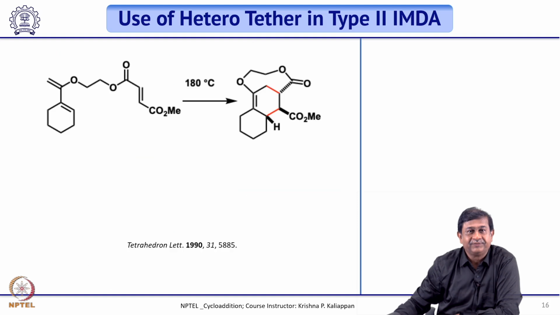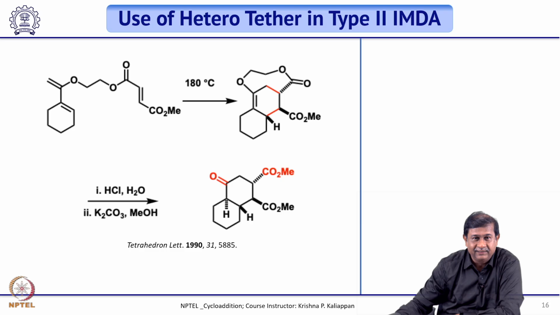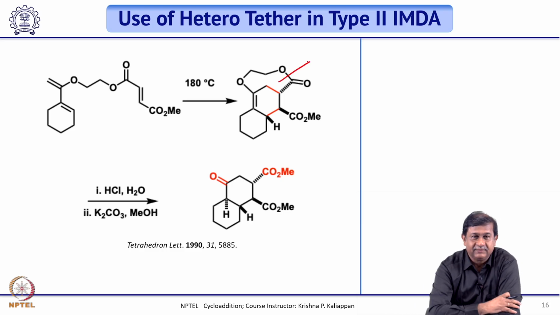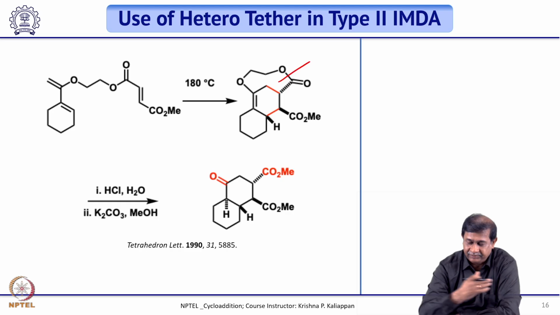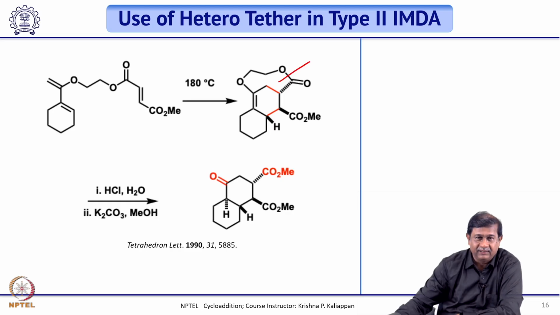A similar example, okay, if you do intramolecular type 2 Diels-Alder reaction, you get the tricyclic compound. Now, again if you hydrolyze with HCl and then treat with potassium carbonate in methanol, you get this bicyclic compound.